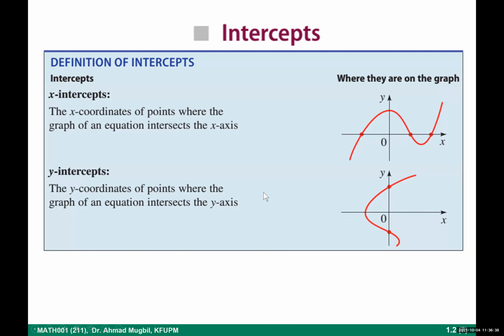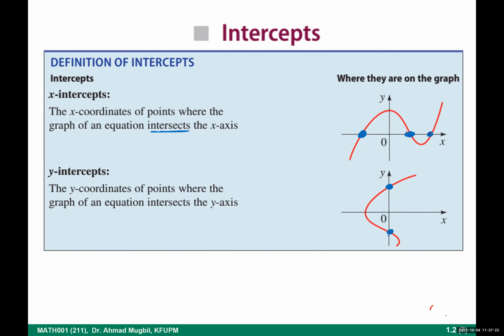The second part of this section is the intercepts. What are the intercepts? The x-intercepts and y-intercepts. The x-intercepts are these points. They are the x-coordinates of the points where the graph intersects the x-axis. The y-intercepts are the points at which the graph intersects the y-axis. The question is how to find them from the equation.